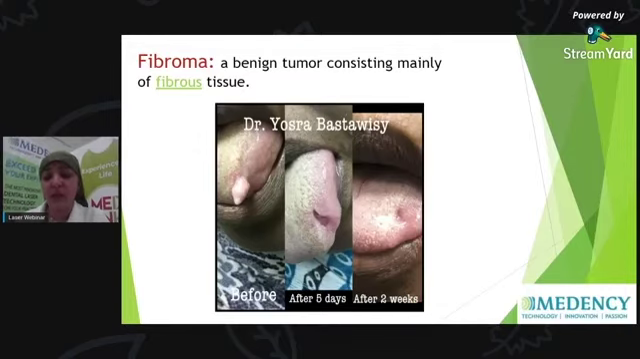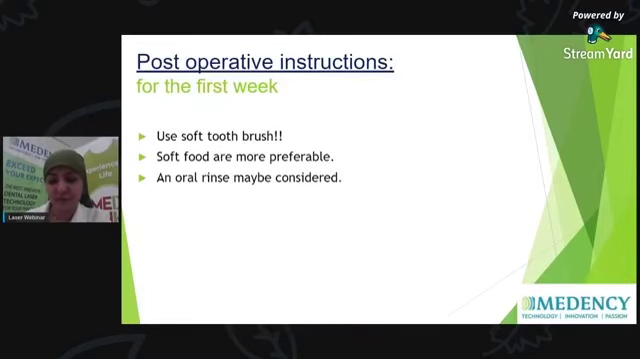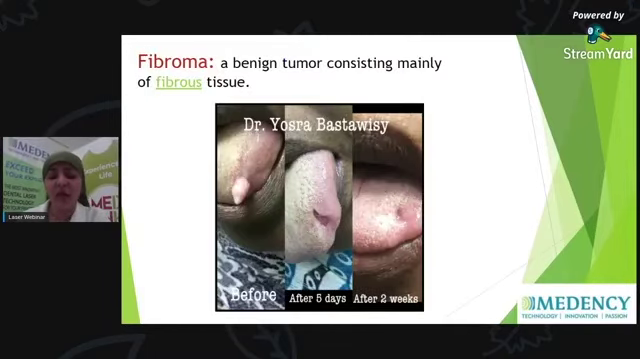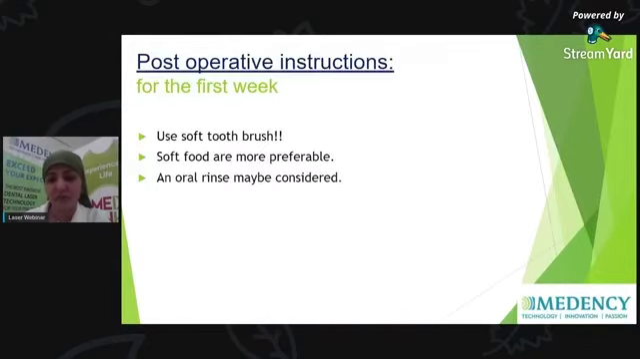As you can see, this is the after 5 days picture, and the after 2 weeks picture. It's very good, and the patient was very satisfied. In this fibroma case, I injected a little bit of anesthesia, and in the hemangioma too, but only a few drops around the tumor or around the fibroma. Okay, there are post-operative instructions. You should tell your patient for the first week to not use a hard toothbrush, only a soft toothbrush. Soft food is preferable, and a mouth rinse may be considered.